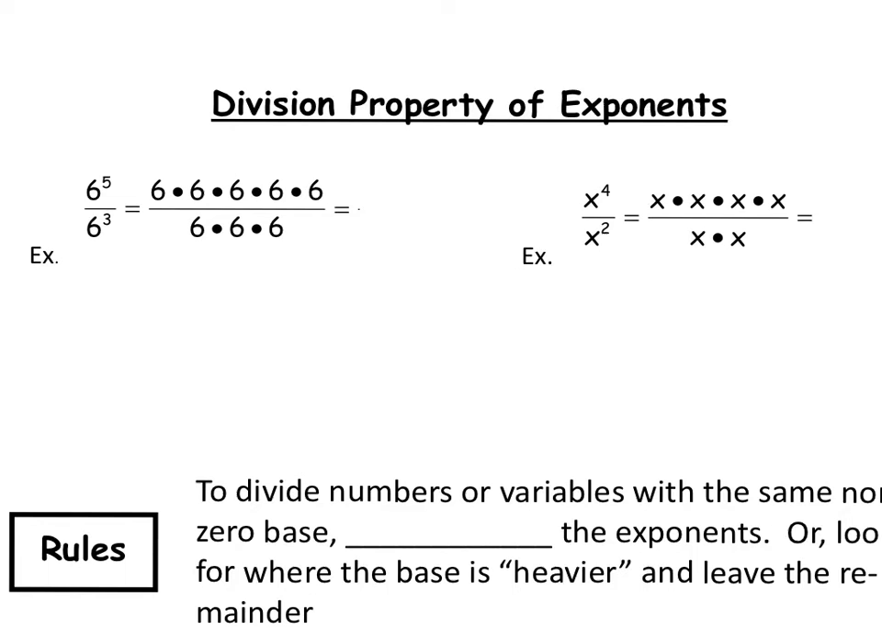Now let's take a look at what the division property of exponents is and what the rule for that is. We have 6 to the 5th over 6 to the 3rd. Well, we know 6 to the 5th means 6 times 6 times 6 times 6 times 6, and that 6 to the 3rd means 6 times 6 times 6.